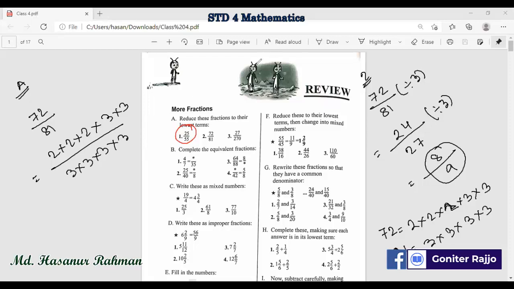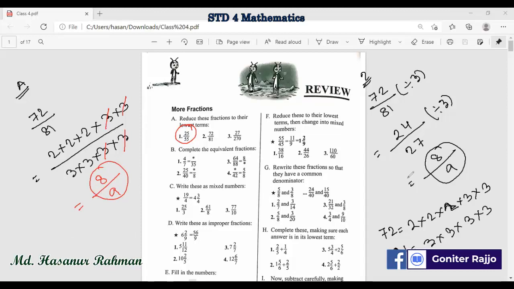Now, if we divide both numerator and denominator by the same number, then what will we get? We can divide this 3 by 3, this 3 by this 3. Then on the numerator, 8 will be left, and in the denominator, 9 will be left. So 8 by 9 will be our answer.